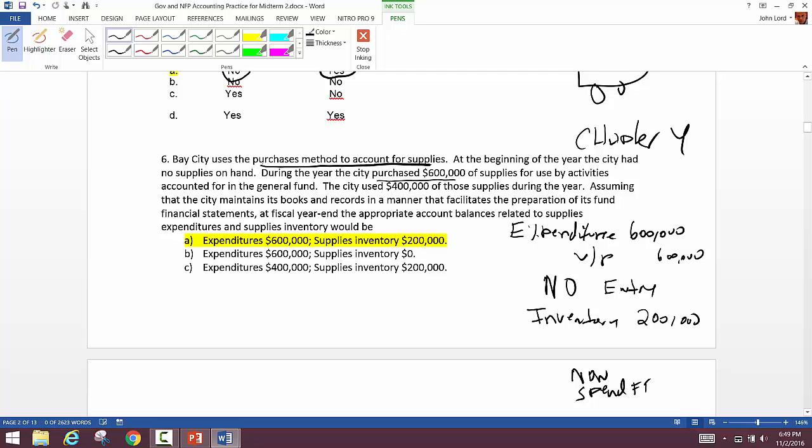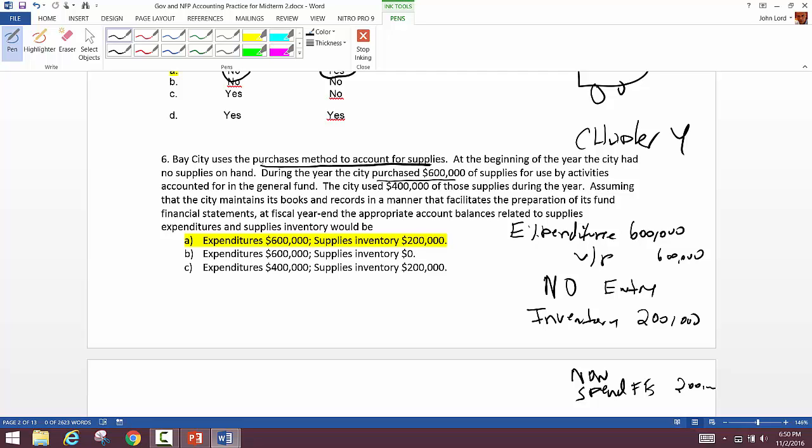So this question is right out of that example, isn't it? Credit that for 200,000. Okay, so the answer here is what? Debit the expenditure, and then later you're going to have to credit the supplies inventory for 200,000. Now, I love a question like this. All I need to do is change supplies inventory to non-spendable fund balance, and I'll still get the right answer here, right? That's how I'll test this.